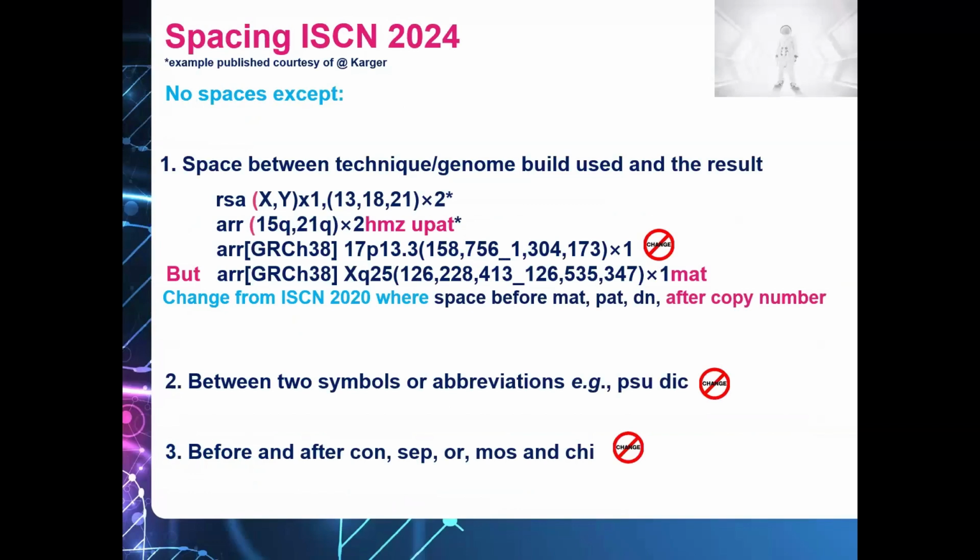So the big change is there are no spaces, except there has to be a space between the technique and the genome build. The reason behind this was we wanted to take out the space altogether, but it doesn't work for metaphase FISH, and with all the examples we had, we thought people are going to make mistakes. So we've put a space in. There's a space after RSA, after array, and where I've put it in red, that's where the space is new. There is no space now after the copy number and whether it's inherited or homozygous.